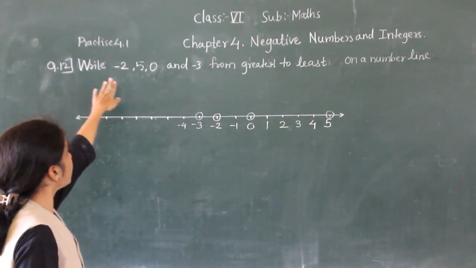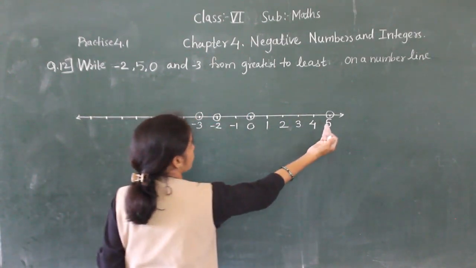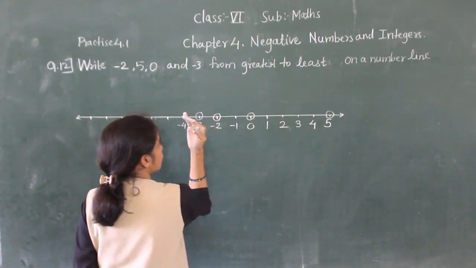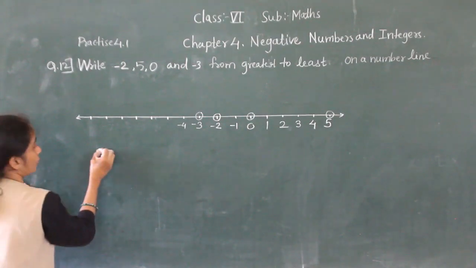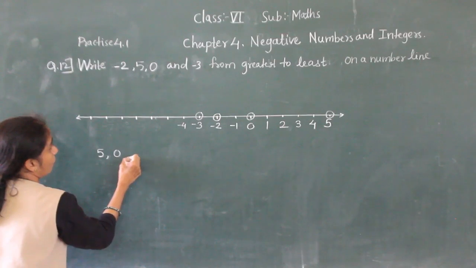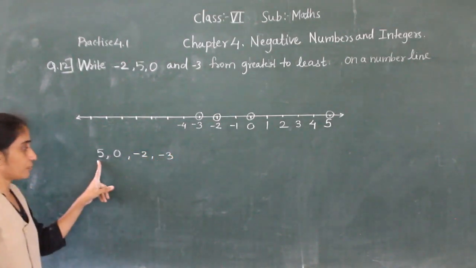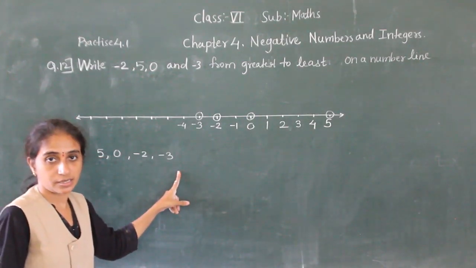Now write minus 2, 5, 0 and minus 3 from greatest to least. Which way will it come? Greatest to least: 5, 0, minus 2 and minus 3.